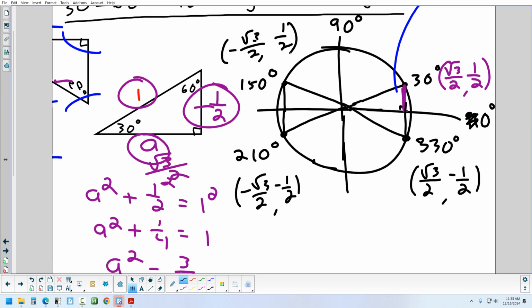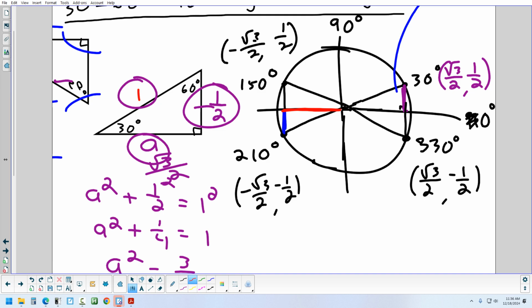And the way you can remember which one goes where is when you draw a 30, 60, 90 triangle, you're always going to have one side that's short, and you're always going to have one side that's long. The long side is always the root 3 over 2. The short side is always the 1/2. Root 3 over 2 is a bigger number than 1/2. Root 3 over 2 is 0.86. 1/2 is 0.5.